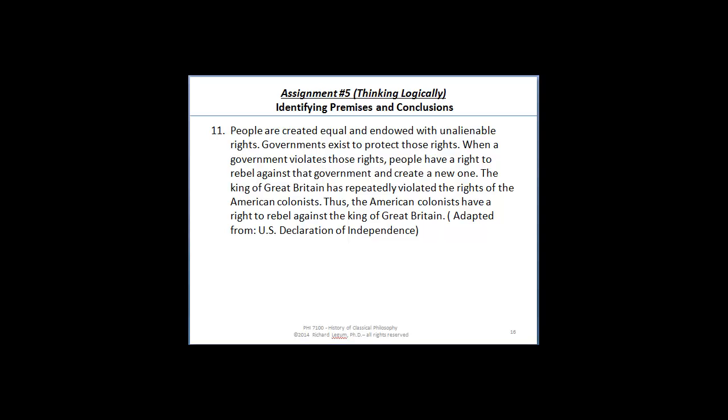And now, as you can see on the bottom, our last example was adapted from the U.S. Declaration of Independence. Let's see what it says. This is number 11. People are created equal and endowed with unalienable rights. Governments exist to protect those rights. When a government violates those rights, people have a right to rebel against that government and create a new one. The King of Great Britain has repeatedly violated the rights of the American colonists. Thus, the American colonists have a right to rebel against the King of Great Britain.